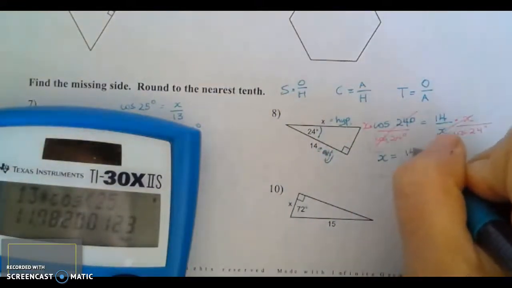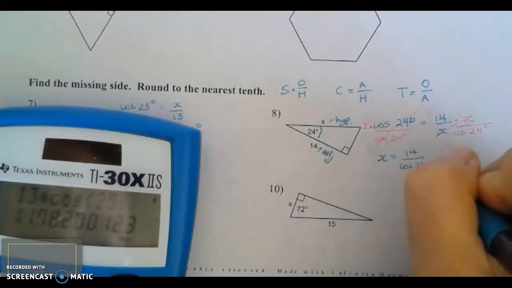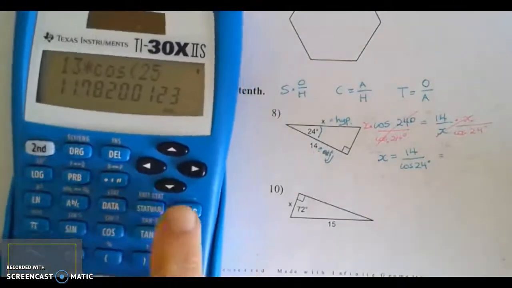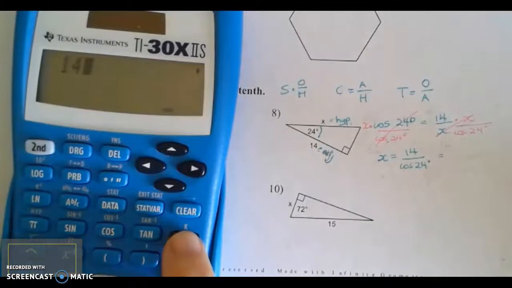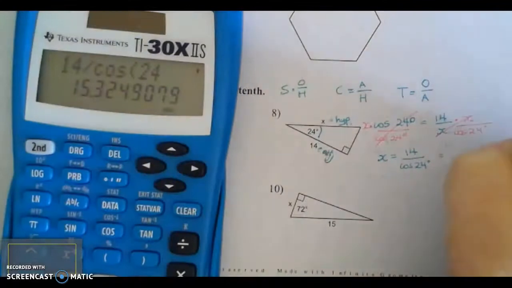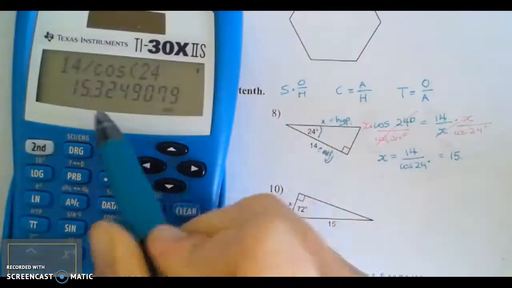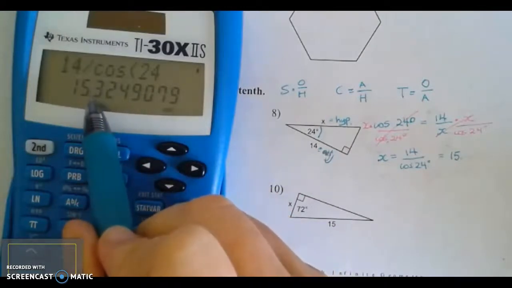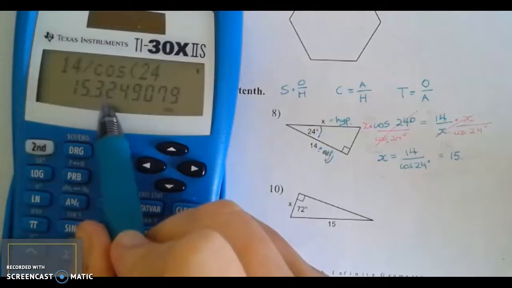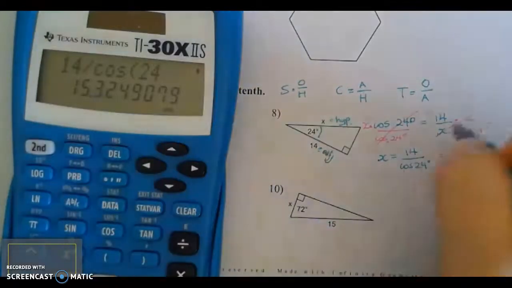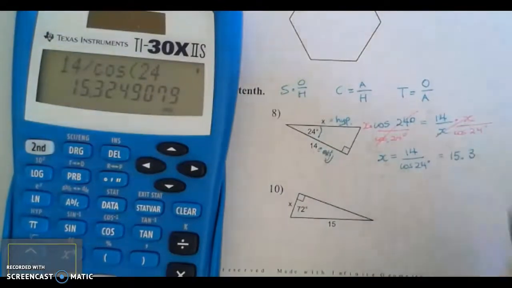The x is 14 divided by cosine of 24 degrees. And that's when you pull out your calculator and you do 14 divided by cosine of 24, and that leaves me with 15.3. Now rounded to the nearest tenth, that means we are going to cut off after the tenth digit, which is 3. Before we do that, we need to consider the next digit, 2, and 2 is less than 5, so that means we leave the 3 as it is. We do not round up, so it's going to be 15.3.